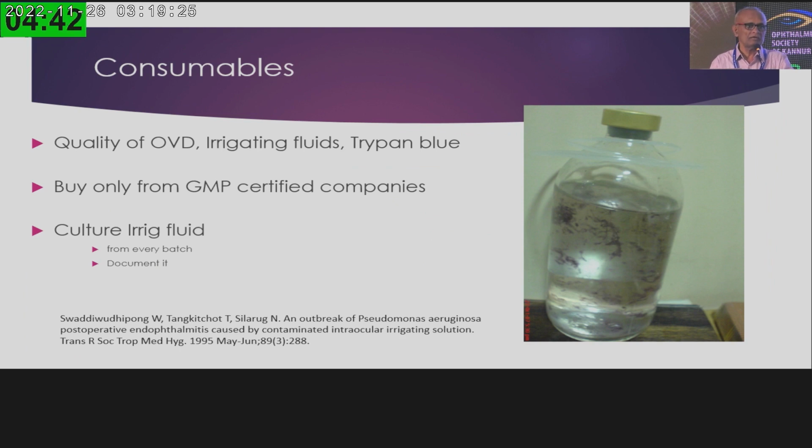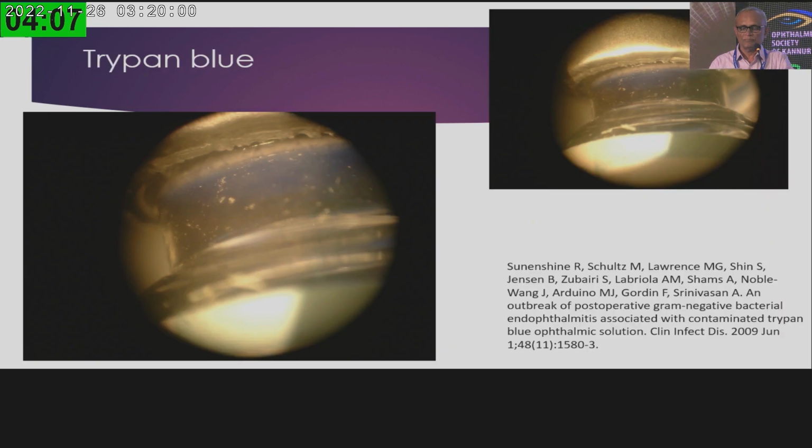You are lucky if you get a bottle like this. It is quite obvious. And the quality of OVDs, irrigating fluids, Trypan Blue, all these are very important, and you should buy it from GMP certified, good manufacturing practices, certified companies. And all irrigating fluids or the Trypan Blue, whatever the consumables that you use, one sample from that batch should be cultured, and you should keep it documented. And then if the culture is negative, then you can use the consumables from that particular batch.